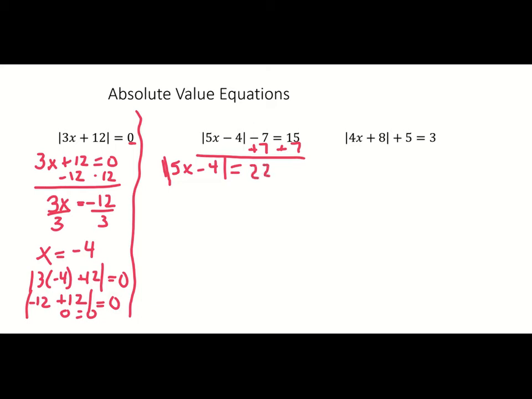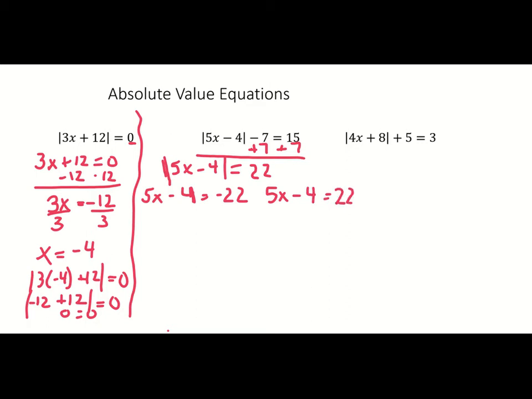Okay. Now I can go ahead and split my equation because I've isolated my absolute value. There's nothing else on the same side with it. And we'll do 5x minus 4 equals negative 22, and 5x minus 4 equals positive 22.